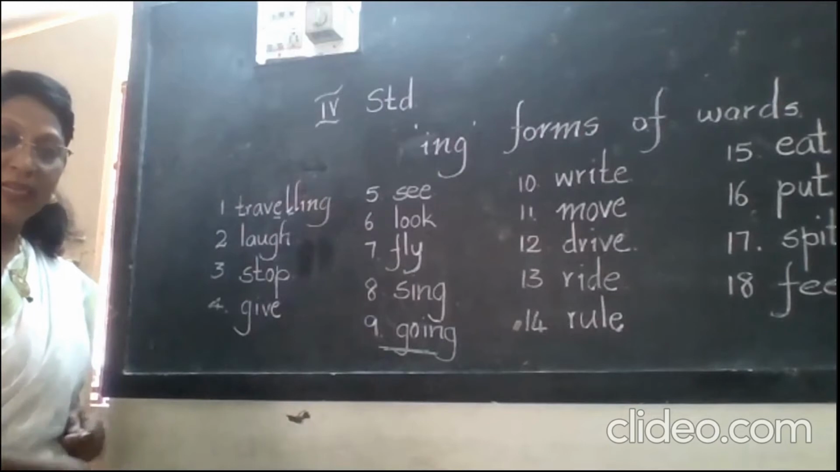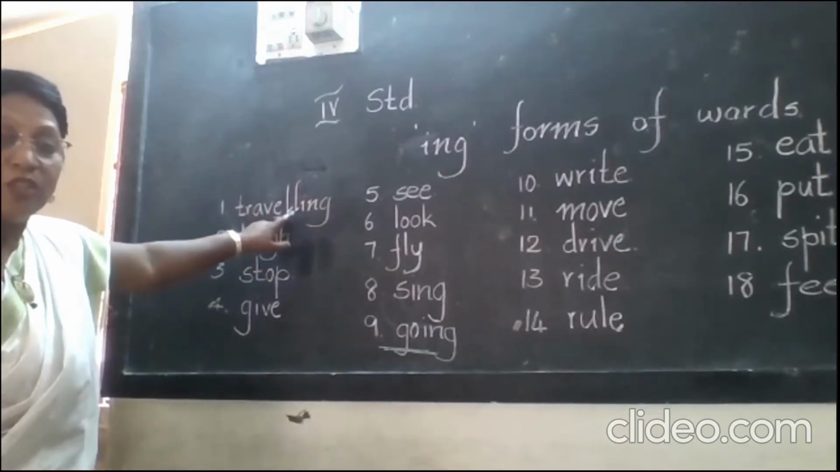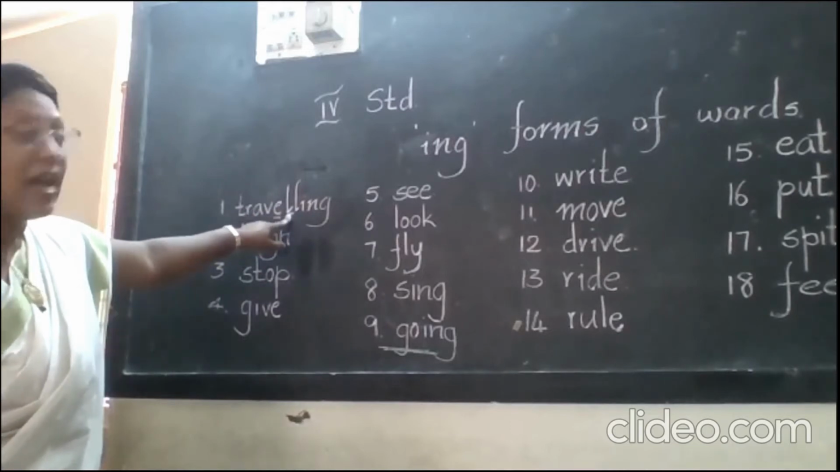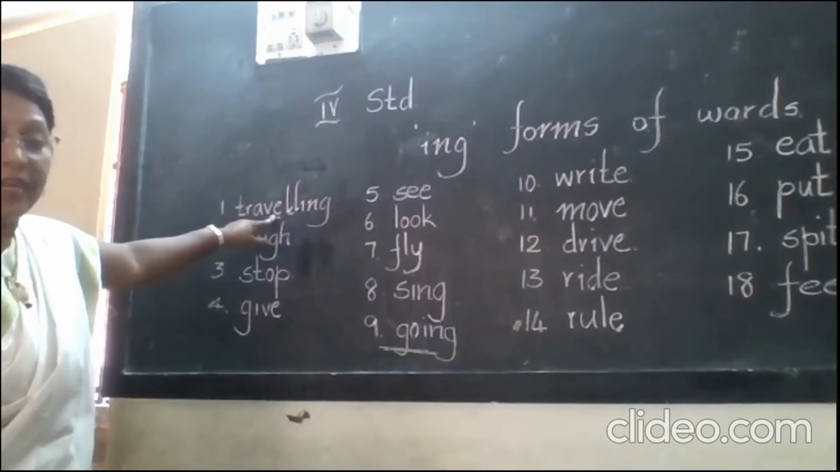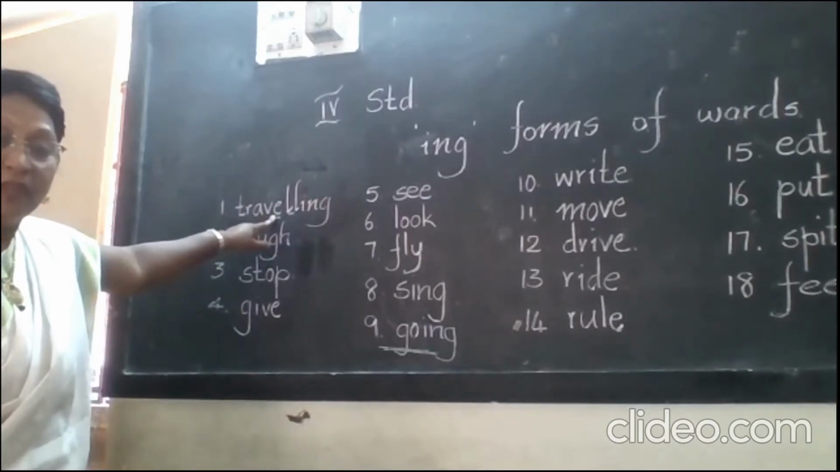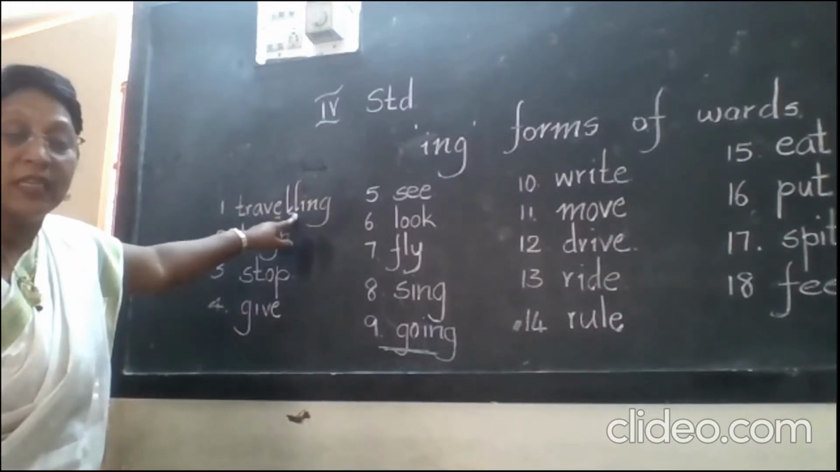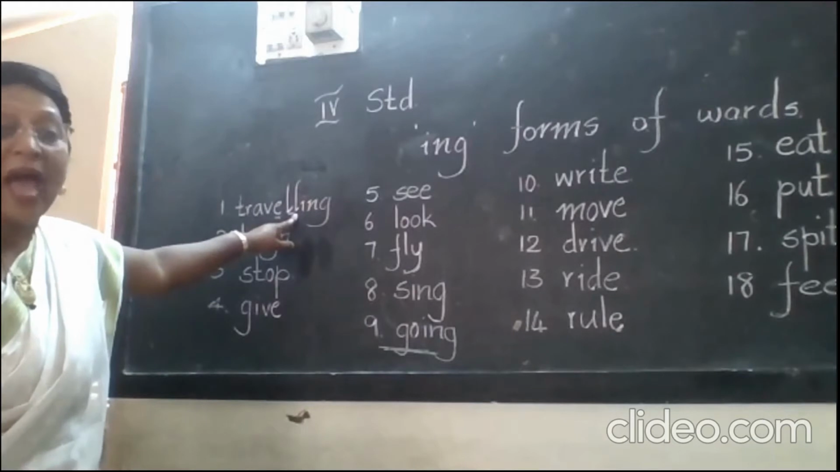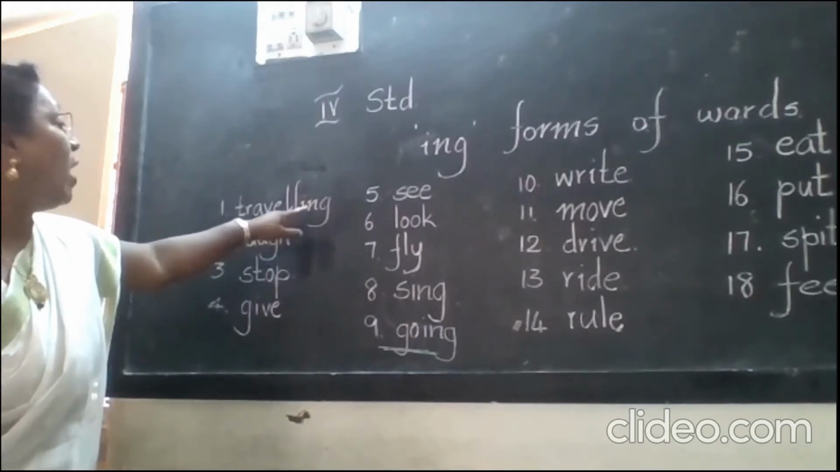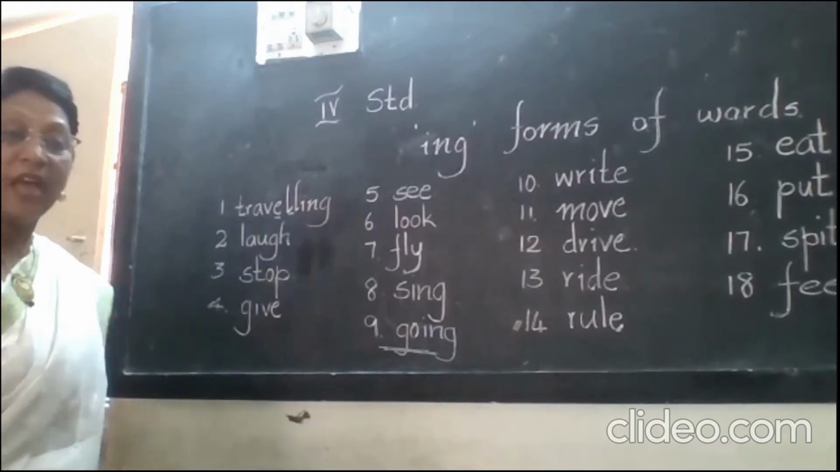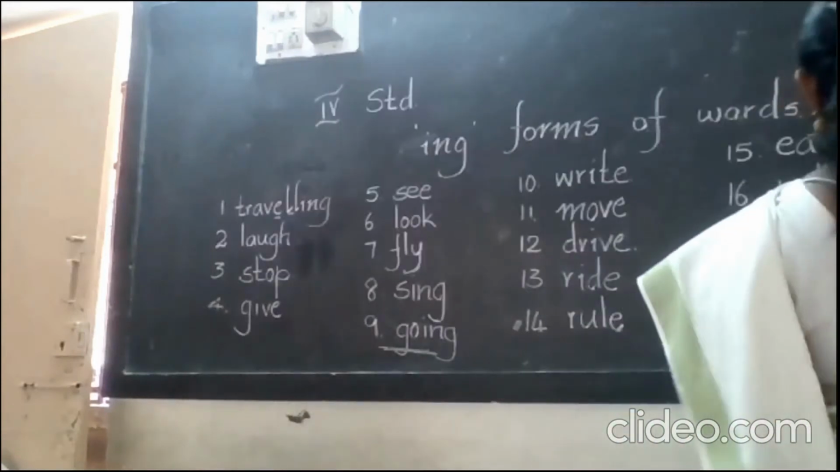Understood? Clear? Okay, what did I say? Look at the last two letters. If the last letter is a consonant, and before a consonant you have a vowel, all that you have to do is repeat the consonant again. That means you are adding one more letter to it before you add ing, traveling. Understood?